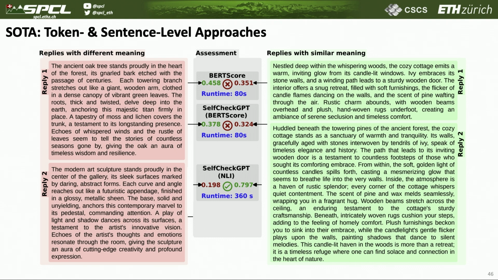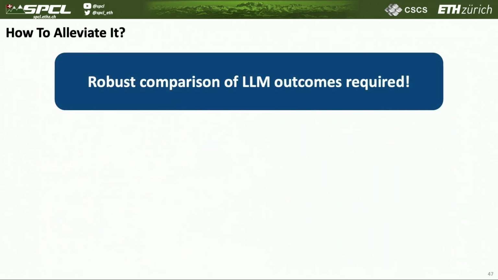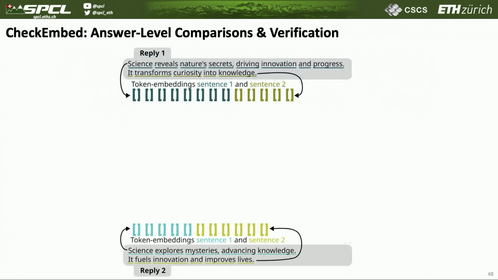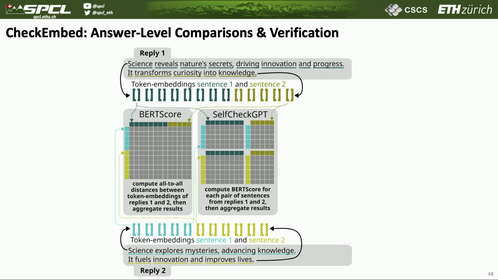It turns out that existing approaches, like BERTScore and SelfCheckGPT, are failing badly. The only variant, a very recent one, SelfCheckGPT with a certain variant called NLI, does this reasonably well, but it's really slow. Just to compare these two variants, these four pieces of text take like 360 seconds. So this is pretty infeasible.